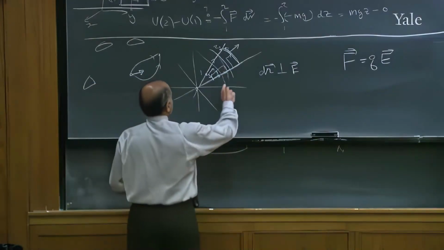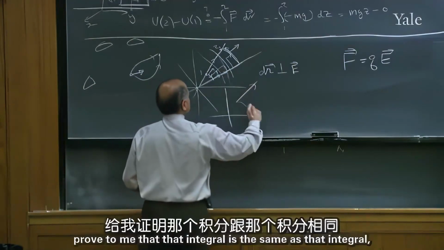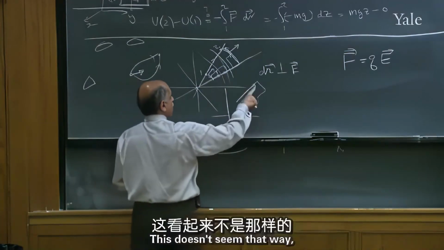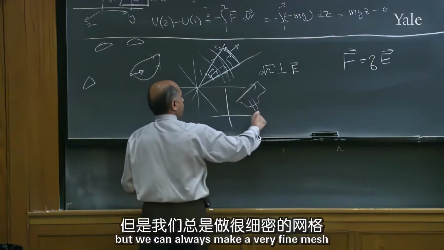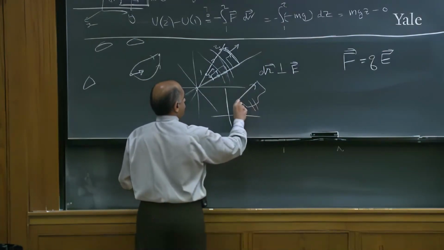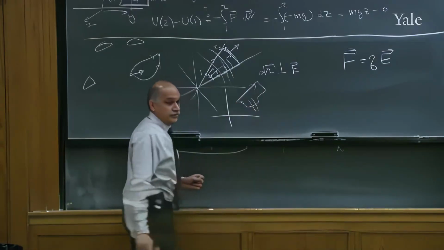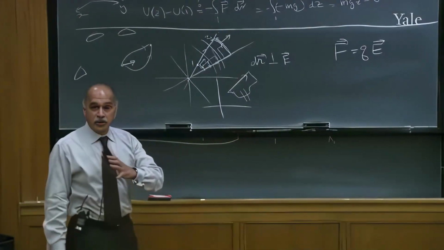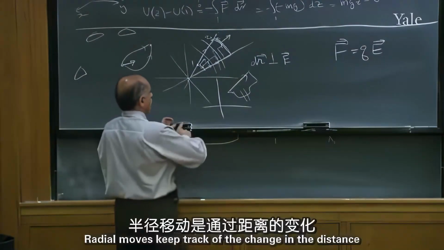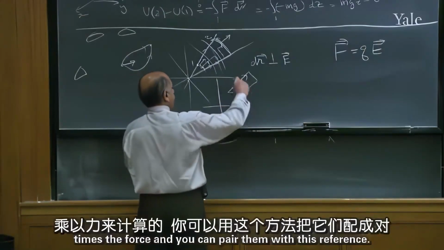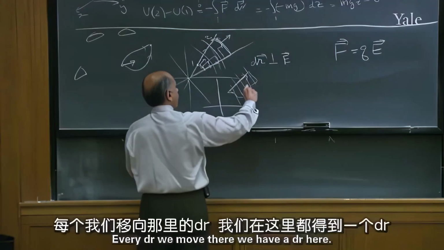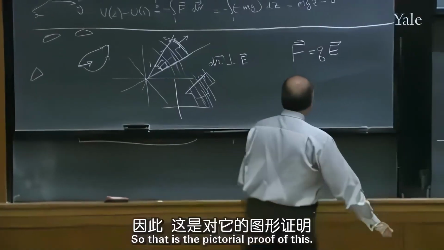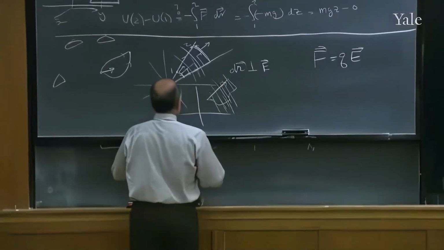Now, you might say, prove to me that that integral is the same as for that integral, because this was made up of radial and angular sections. This doesn't seem that way, but we can always make a very fine mesh in which every displacement is approximated by radial, angular, radial, angular. So we can approximate any contour by a sequence of radial and angular moves. Angular moves are free. Radial moves keep track of the change in the distance times the force, and you can pair them with this reference. Every dr we move there, we have a dr here. So that is the pictorial proof of this.